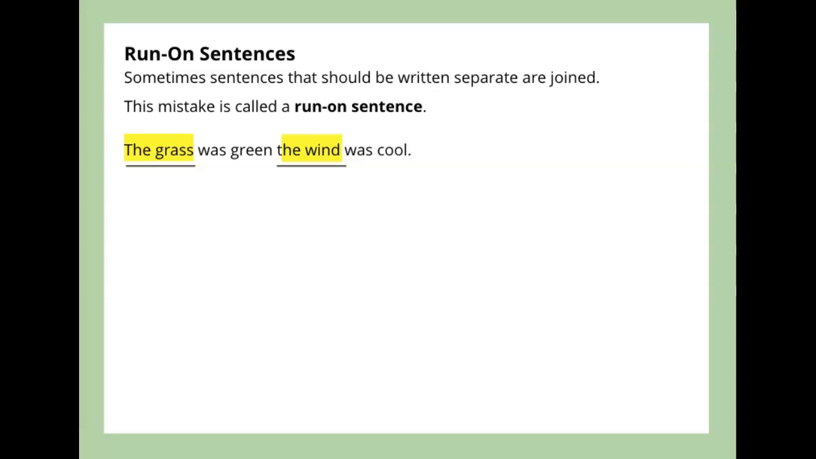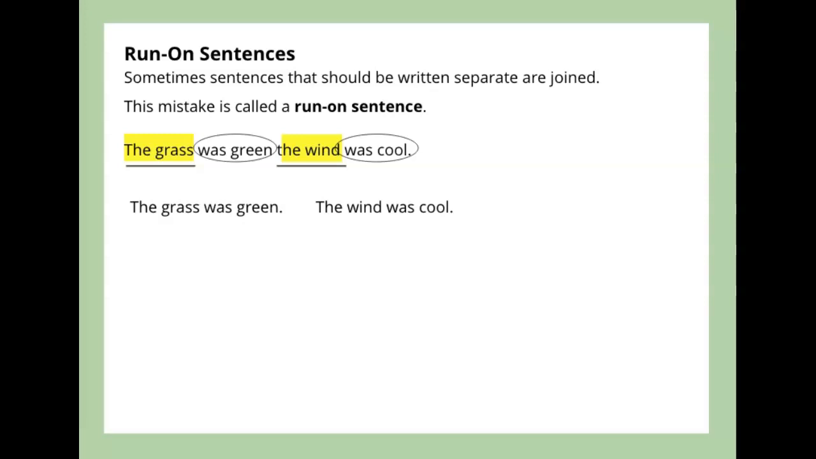And the predicate part that talks about the grass is this. So, the grass was green. And "was cool" is the predicate part that talks about the wind. The sentence has different subject parts and different predicate parts. Now we know where to split the sentence. The grass was green, the wind was cool.